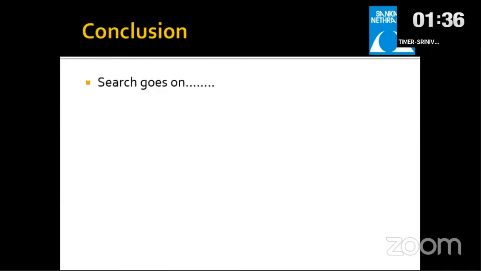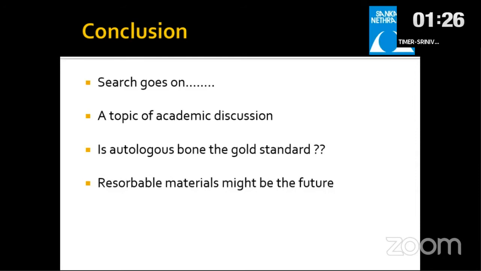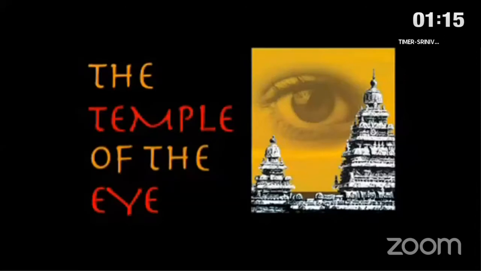And just to conclude, the search for an ideal implant still goes on, and it's a topic of academic discussion. Is autologous bone still the gold standard? The time will tell. And resorbable materials might be the future. And a word of caution with alloplastic implants like titanium is they can result in orbital adherence syndrome in some of the cases. Thank you.